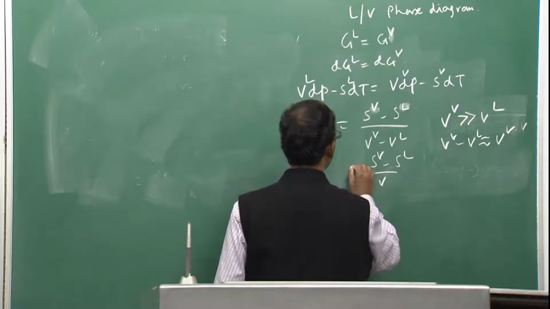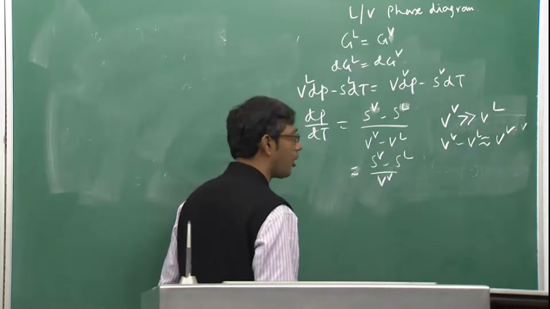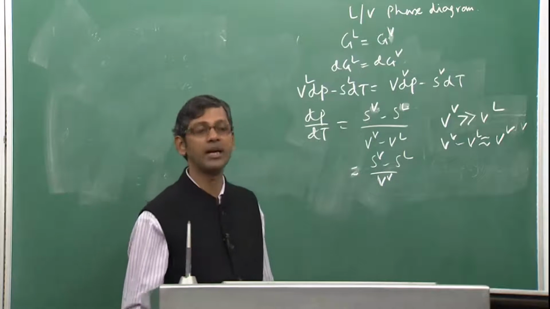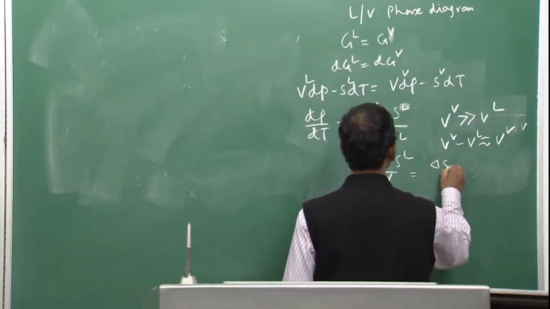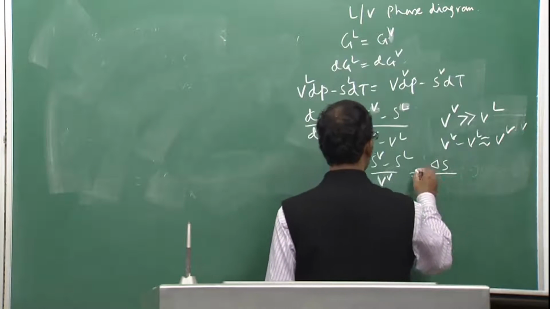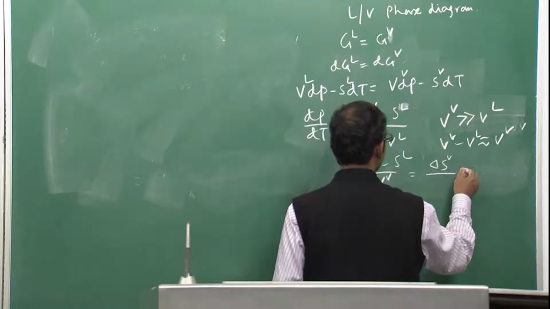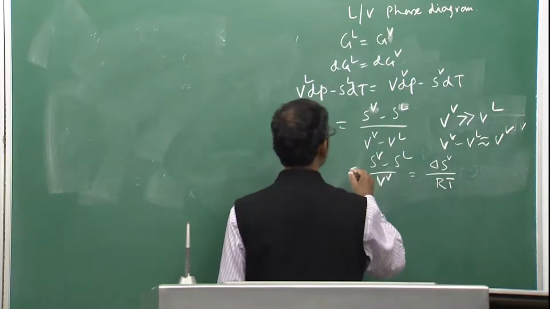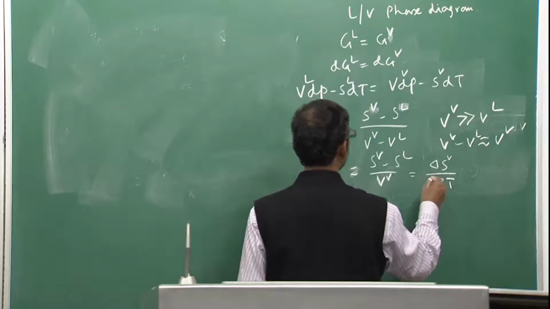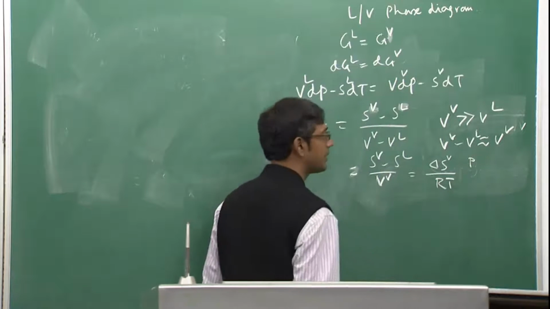by VV. And if I apply the gas law, what is the gas law? PV equal to RT for 1 mole, then I can write down this one, delta S divided by V actually, divided by RT into P, correct, that is obvious.